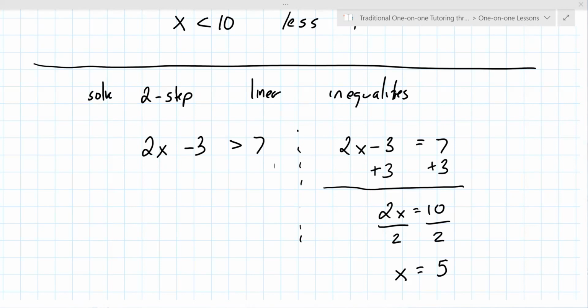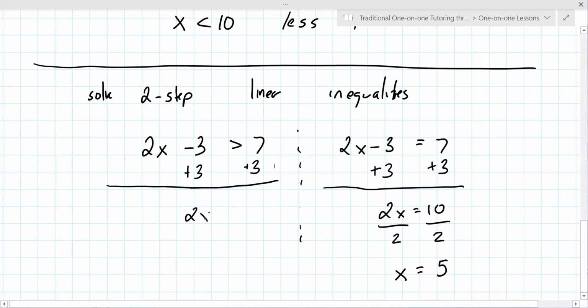Can you help me on this one? Sure. So we're going to add 3 to both sides. Okay, so it's 2x greater than 10. And now we're going to divide by 2 on both sides. So x is greater than 5. But see, it's a greater than symbol.